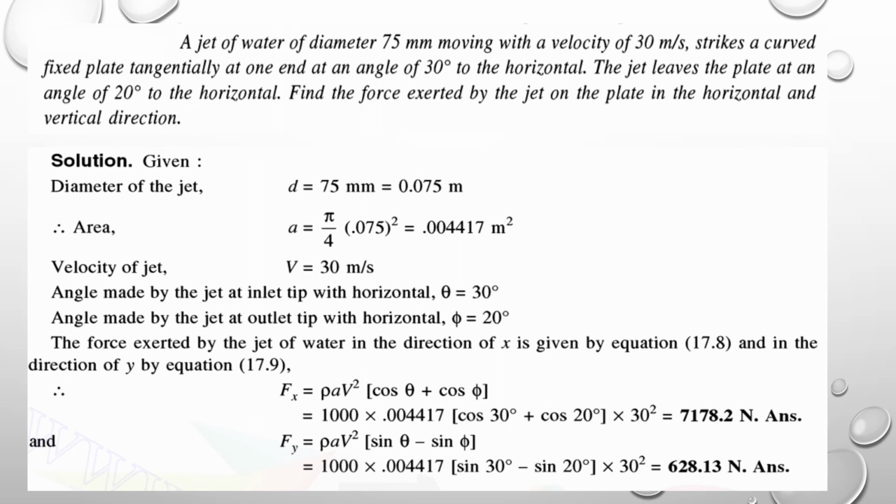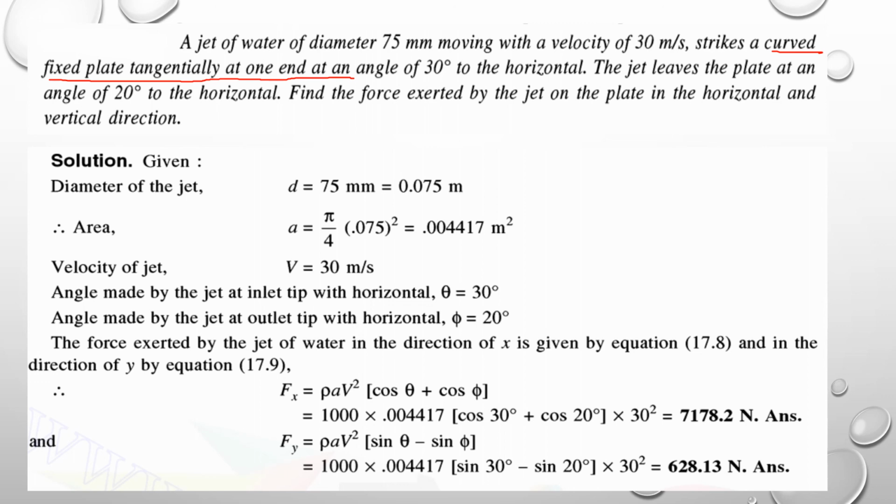Now we will do one last problem also. A jet of water of diameter 75 mm moving with velocity 30 meter per second strikes a curved fixed plate tangentially at one end at an angle of 30 degree to the horizontal. So this is a problem on the last case, that is it is a curved fixed plate and the jet of water is striking tangentially at one end, and the angle is given, 30 degree to the horizontal. The jet leaves the plate at an angle of 20 degree to the horizontal. Find the force exerted by the jet on the plate in the horizontal and vertical direction.